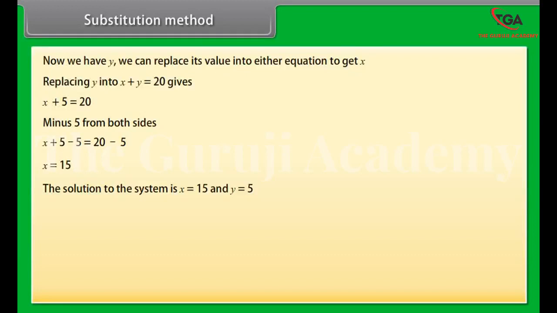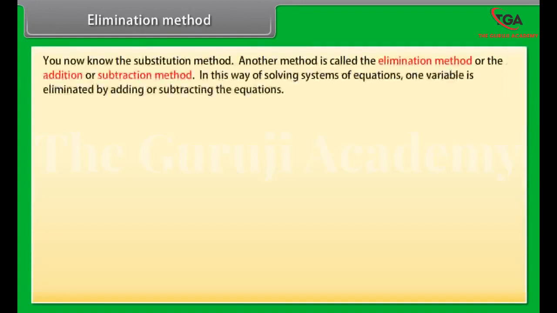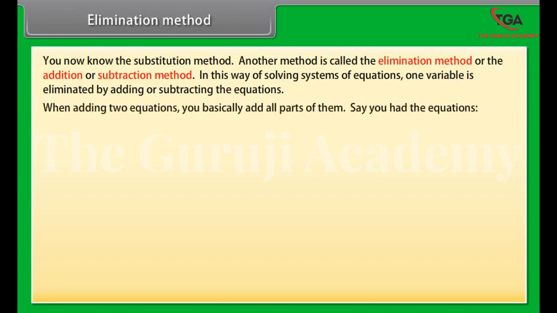Replacing y into x plus y is equal to 20 gives x plus 5 is equal to 20. Minus 5 from both sides: x plus 5 minus 5 is equal to 20 minus 5. X is equal to 15. The solution to the system is x is equal to 15 and y is equal to 5. Indeed, 15 plus 5 is equal to 20 and 15 minus 5 is equal to 10.